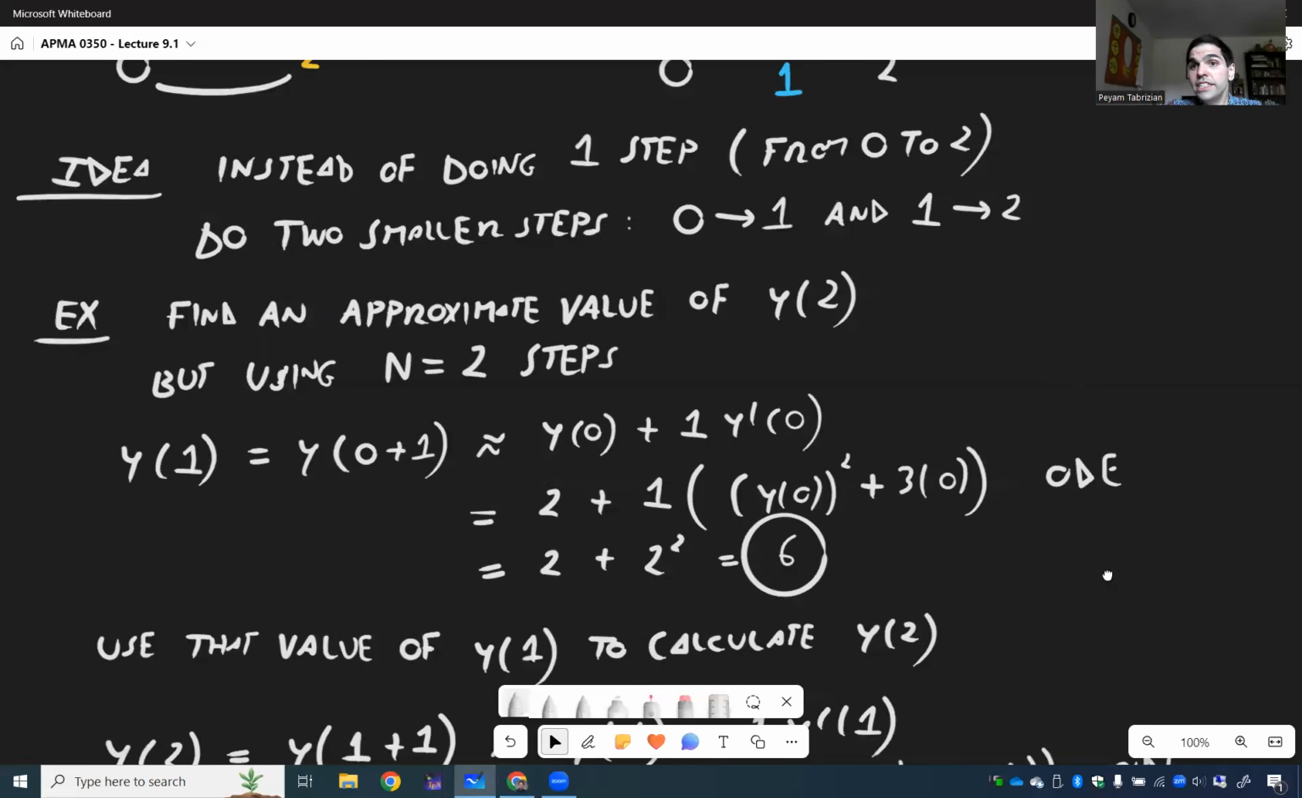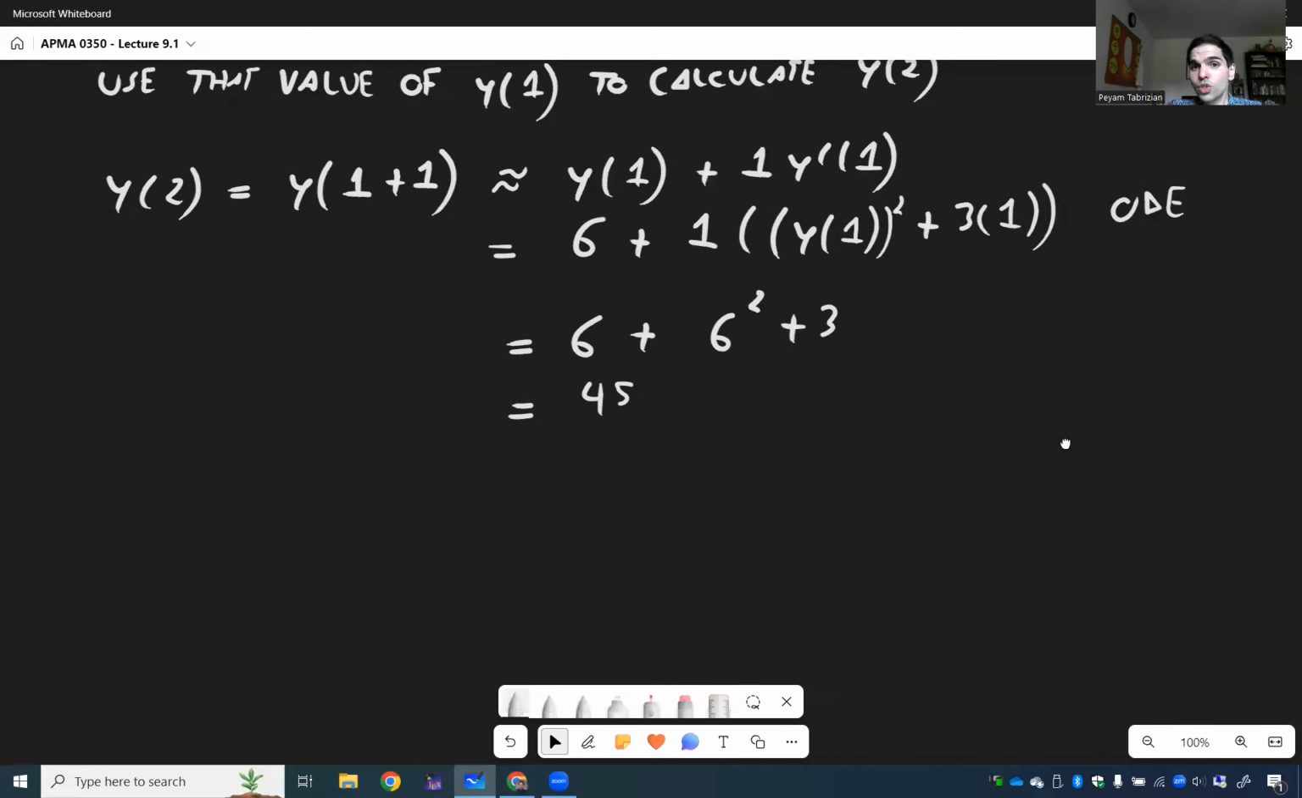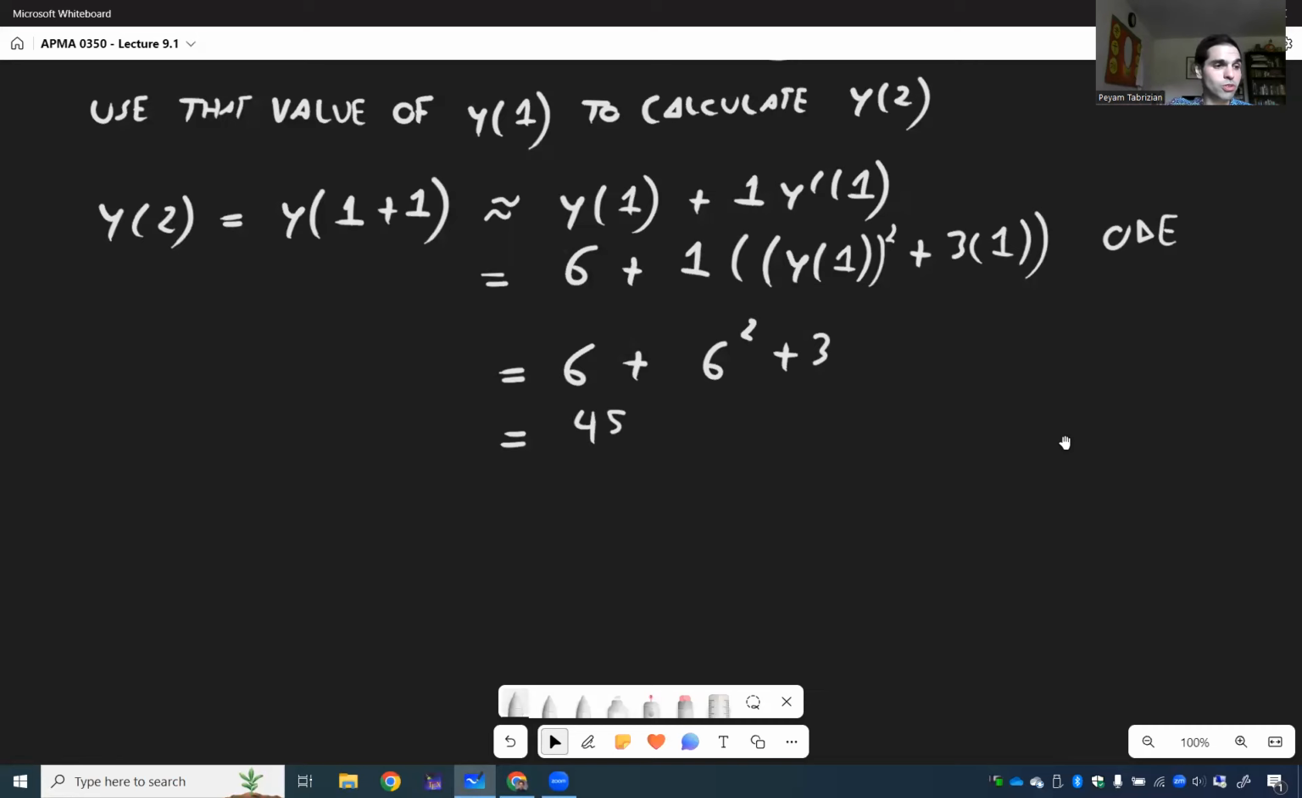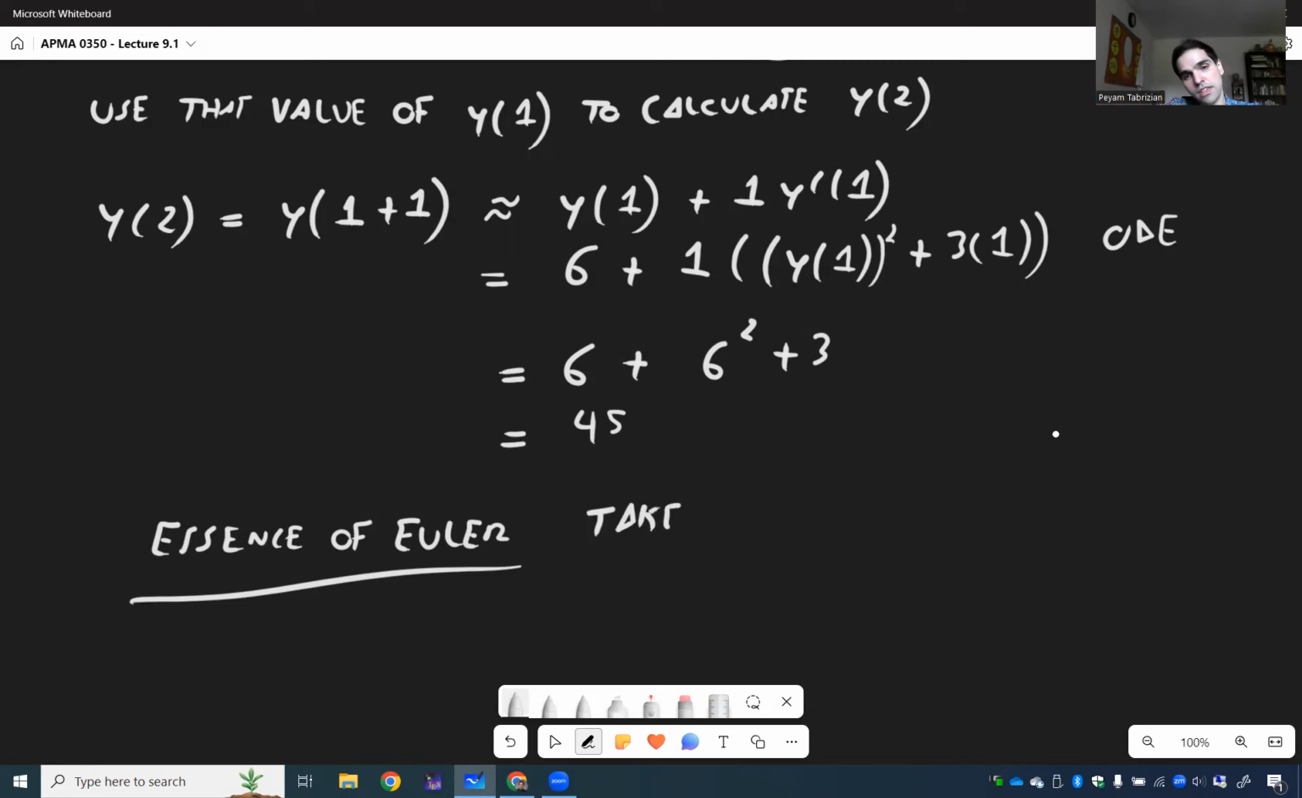And what's the idea behind Euler's method? Just use smaller and smaller steps to get a better and better approximation. So kind of the essence of Euler. Sounds like a nice perfume. So take lots and lots of tiny steps to get a better and better approximation.